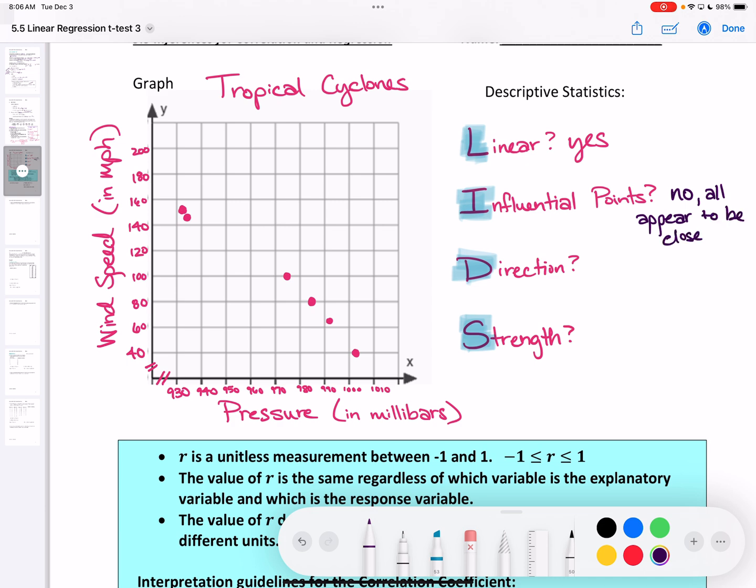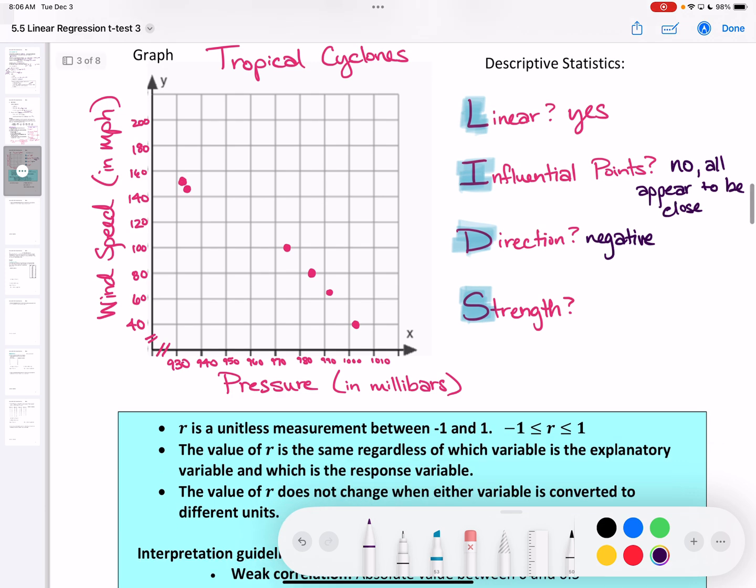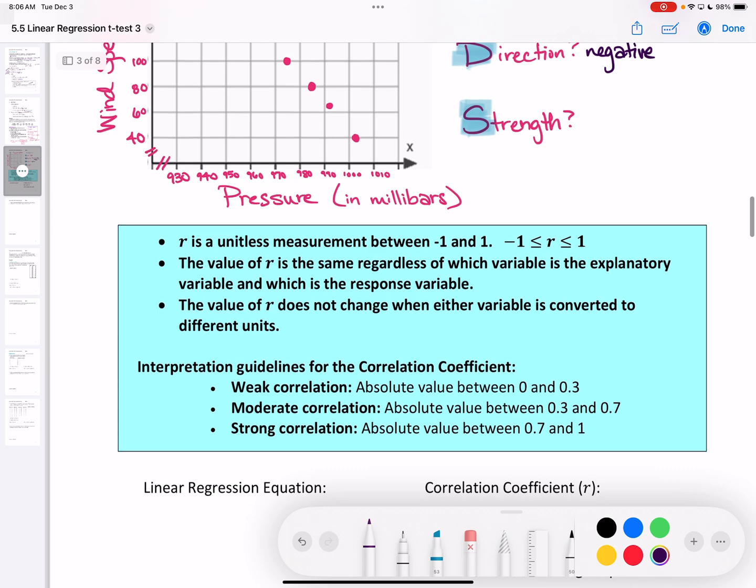Direction. So that's asking if it's positive or negative. Read a graph from left to right. It's going down, so it's negative. Good. And then the strength, we actually have to run the test first to get the strength, okay? Or find the linear regression equation.